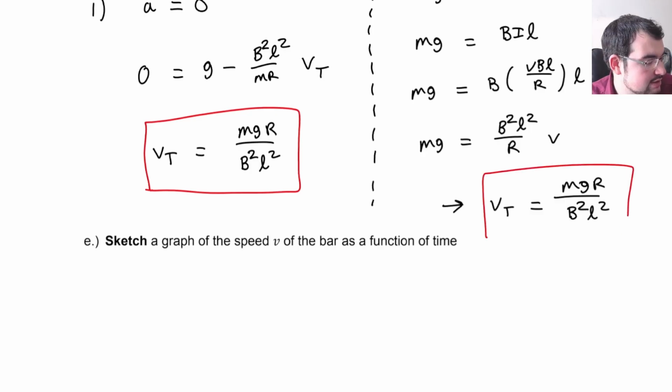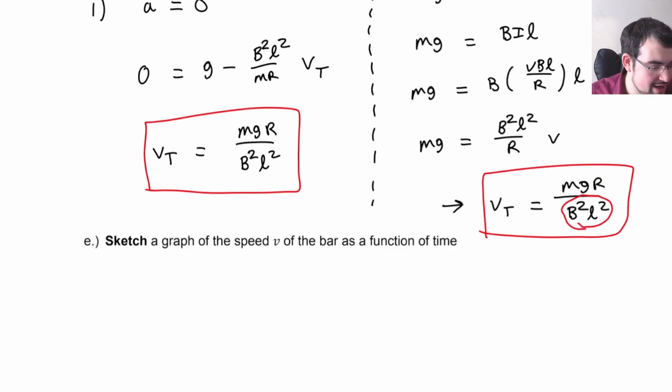And it does make sense that if you have a more massive bar, you have more weight to balance, so the speed has to be higher to generate the same magnetic resistive force. Makes sense that if you have more resistance, you have less current, so you got to go faster. Same idea. These are both magnetic force related items, so it makes sense that those are hurting your V terminal.